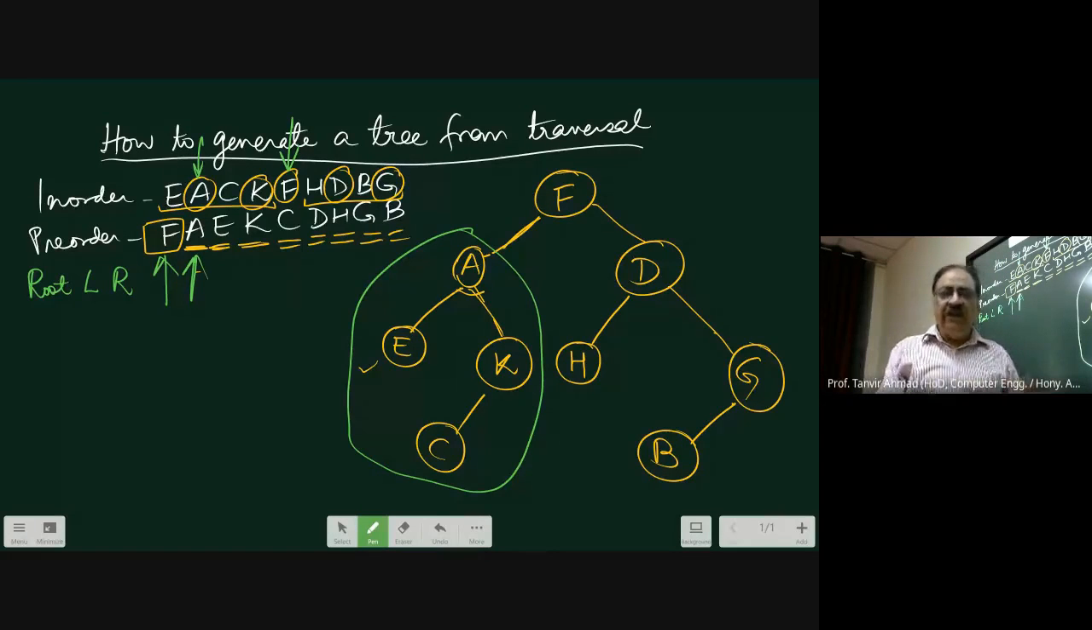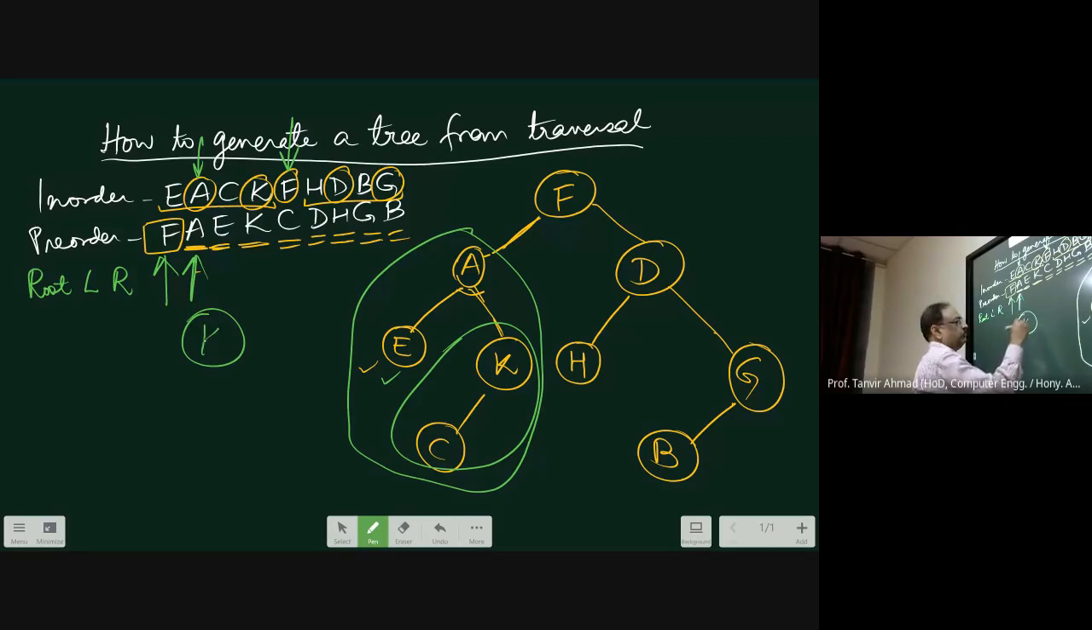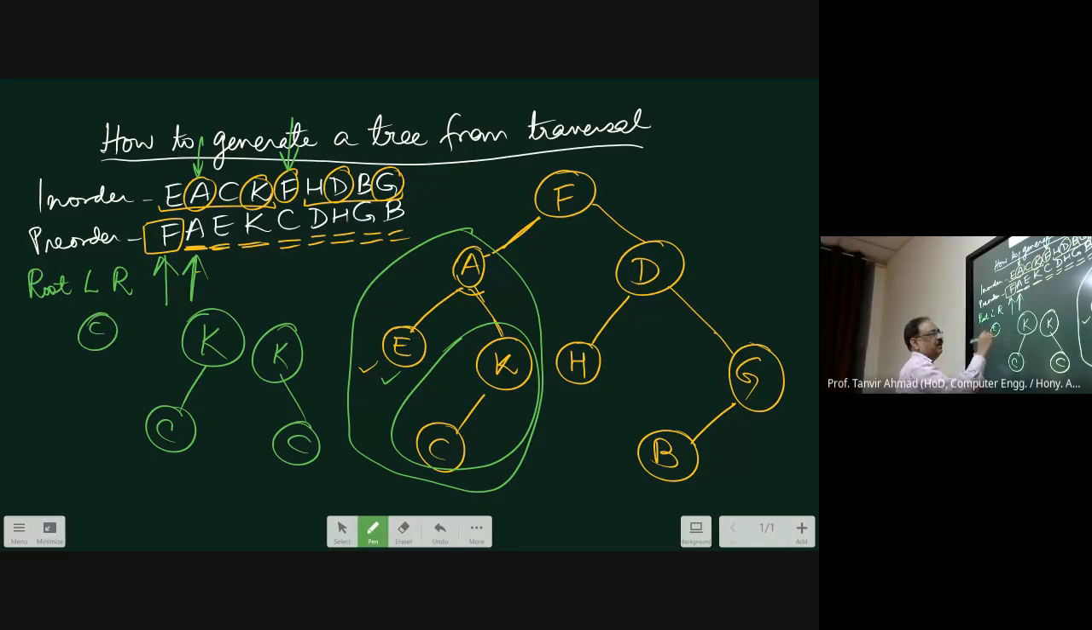A के left में है E, तो A के left में E आ गया, और A के right में है CK, तो A के right में CK आ गया. But CK ऐसे भी हो सकता है, ऐसे भी हो सकता है, ऐसे भी हो सकता है. All of them are correct, but only one of them is correct.